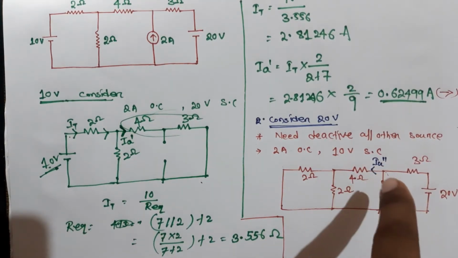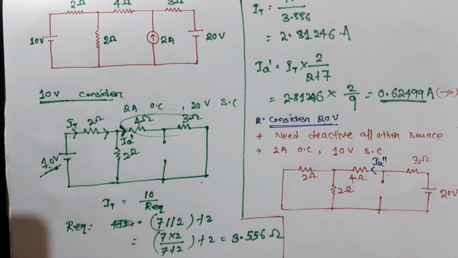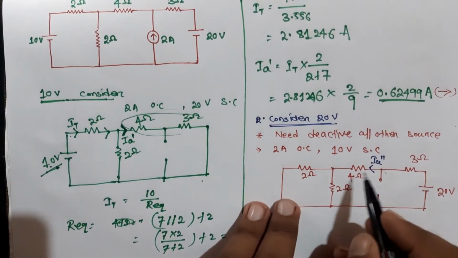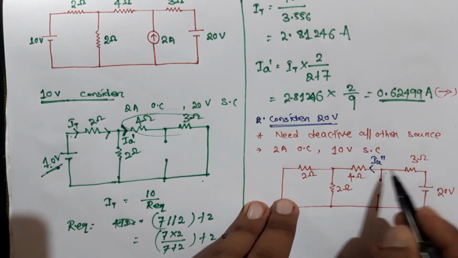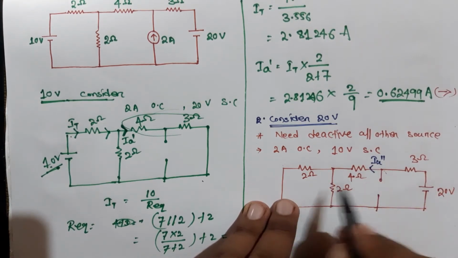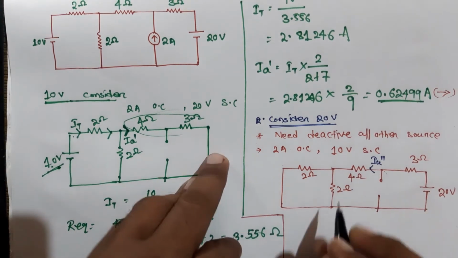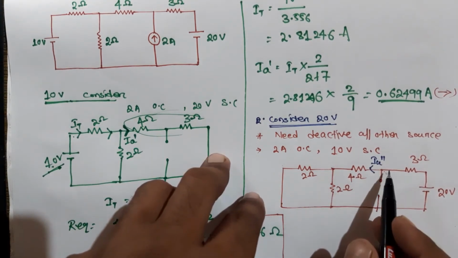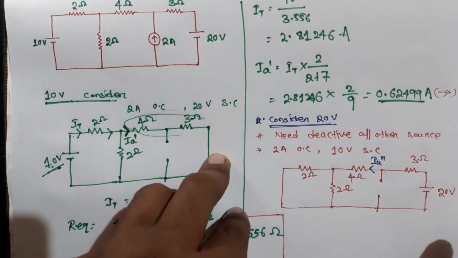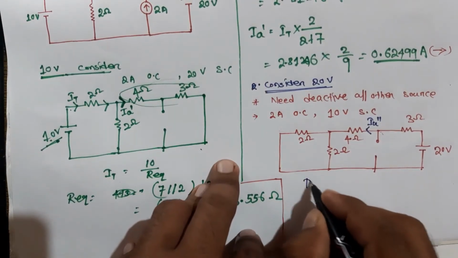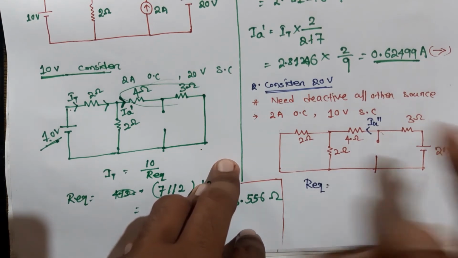Here you see the direction is right to left. For finding this current, the total current is I double dash, so we need to find this I double dash. I double dash is the total voltage by R equivalent. So first we need to find R equivalent, or the equivalent resistance of this circuit.